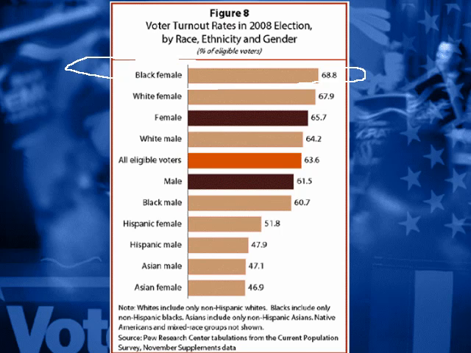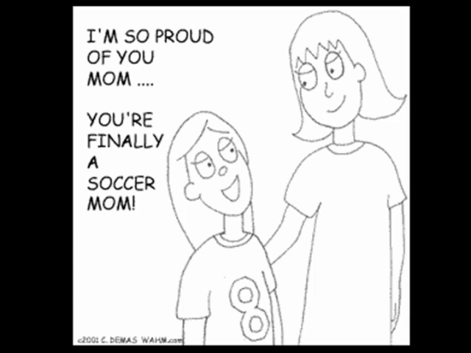White males were at 64.2%, which is almost 5% below the black females. Black males were at 60.7%. Then you have Hispanics, and at the bottom you have Asians, which is really interesting because if people vote based on their economic power, you'd think that Asians would be higher than black, but I think the interest in the election was higher because of Obama. So this is a really interesting finding.